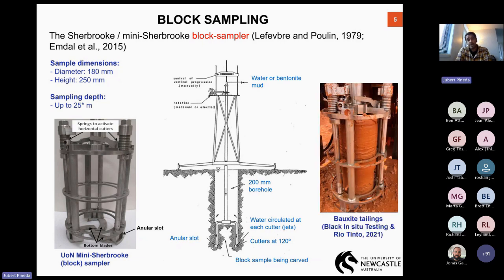The sampler that we have at the University of Newcastle was initially used by Black In Situ in 2021, as you can see in the photo on the right-hand side, to sample tailings. And we have also used it for sampling high-quality soft soil specimens from Ballina site in North New South Wales in 2023 and 2024. Highly recommended. It is not that difficult to use, and we can provide some guidance if any industry partner is interested in using our sampler and then buying their own one.